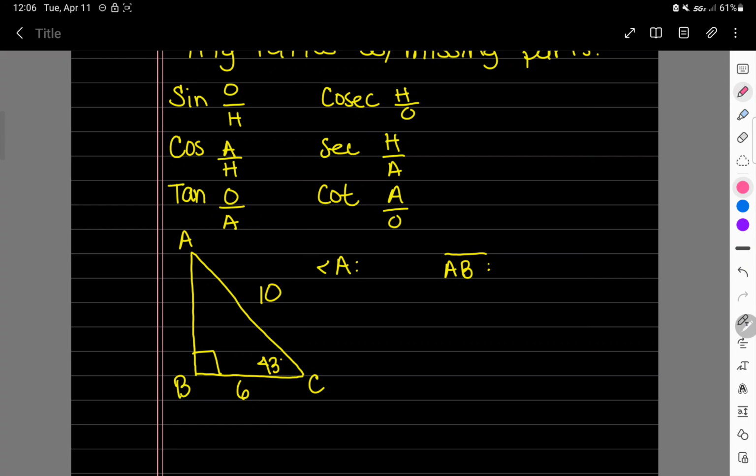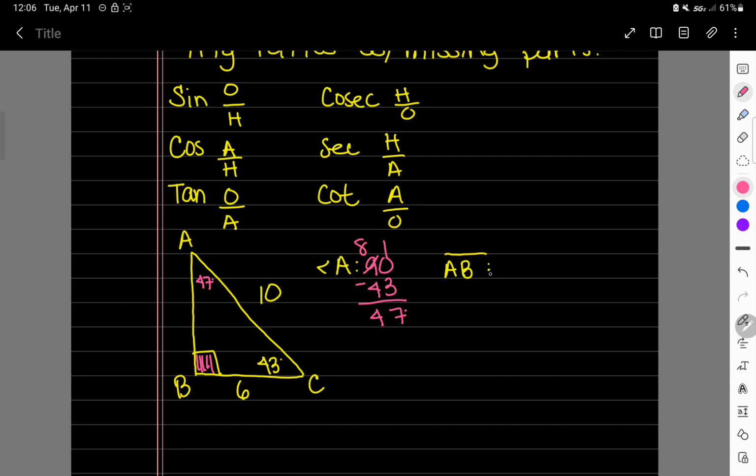So first thing you want to do for the angle, since this is a 90-degree angle, between this angle and this angle, there are another 90 degrees. So all we have to do is subtract 90 minus the given angle, which is 43. So 47. So angle A is 47 degrees.